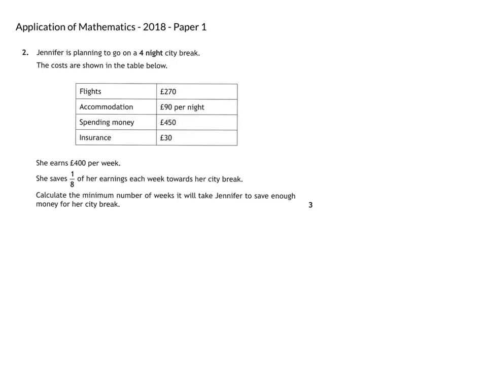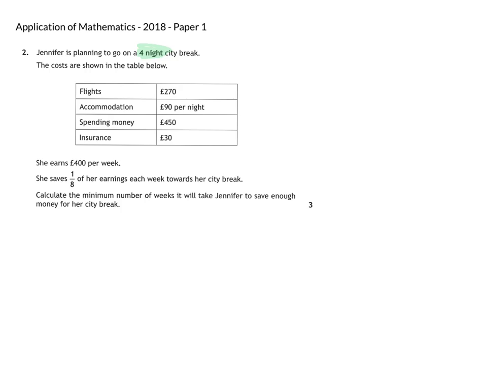Right, so we're on to question 2. We have Jennifer's planning to go on a 4-night city break. So remember, it's always a good idea to be figuring out what's the important parts. So the fact that it says 4 nights in bold means we're going to have to use this. The costs are shown in the table below. We have our flights are £270, accommodation is £90 per night. Spending money, she wants £450, and the insurance is going to cost £30. She earns £400 a week. She saves 1/8 of her earnings each week towards her city break. Calculate the minimum number of weeks it will take for her to save enough money.